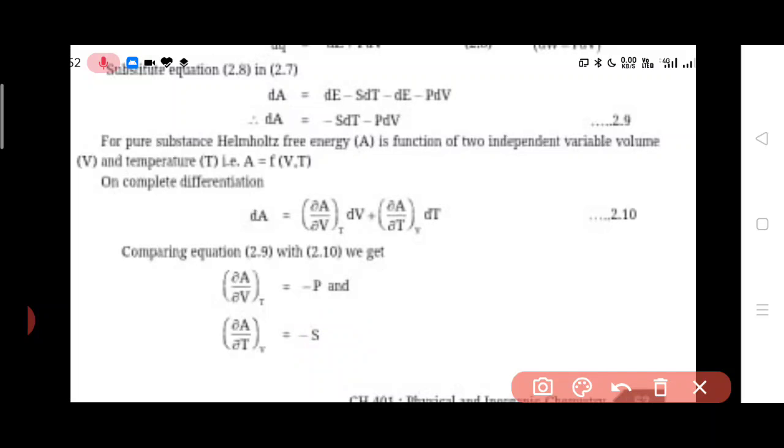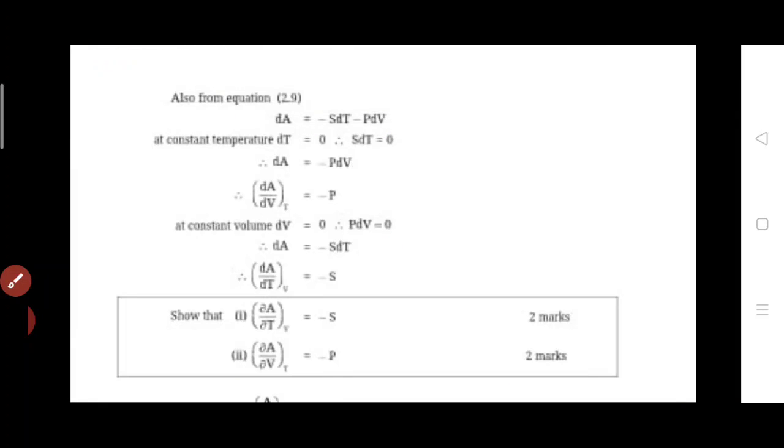Why? If we compare these two equations, dV will be equal to this dV, and this minus P will be equal to dA upon dV. So see, dA upon dV is equal to minus P. And see, this dT will be equal to this dT, and this minus S will be equivalent to dA upon dT. So that's why it is written here dA upon dT at constant volume is equal to minus S. So we have to prove this equation. So how can we prove it?